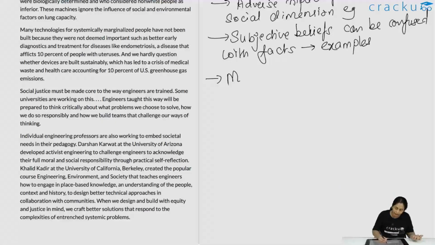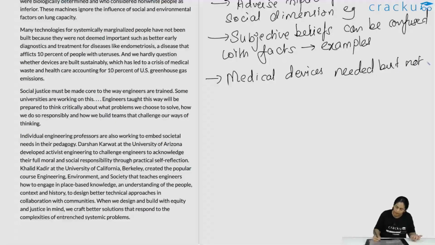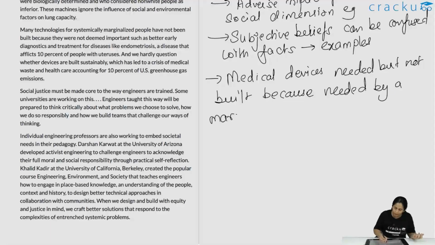So essentially, medical devices that were needed were not built because they were needed by an underrepresented or marginalized section of people. Women who needed these devices to check for endometriosis did not get those devices in time, because the needs of women suffering from endometriosis were not considered important.